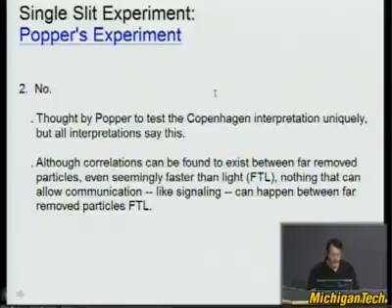Popper thought that he was testing the Copenhagen interpretation. But subsequent analysis indicated that he really wasn't, that all the physical interpretations, many worlds, ensemble, Copenhagen, even other ones, would pretty much say the same thing. The answer, though, is no. Although correlations can be found to exist between far-removed particles, even seemingly faster than light, as we'll see with the Einstein-Podolsky-Rosen experiments and things like that, nothing can allow signaling communication between far removed particles faster than light.